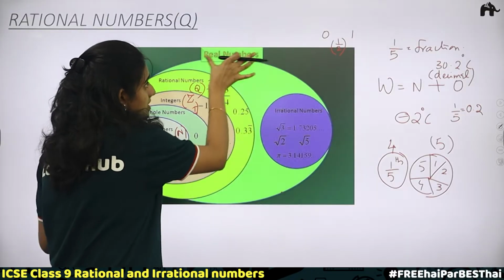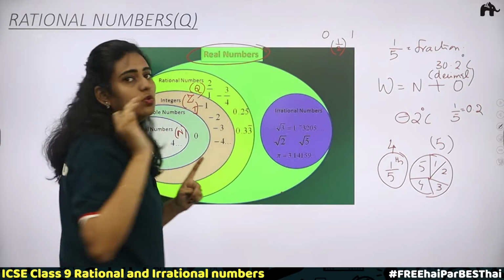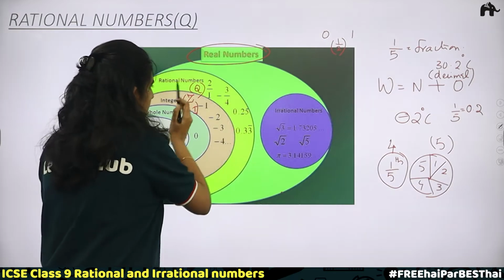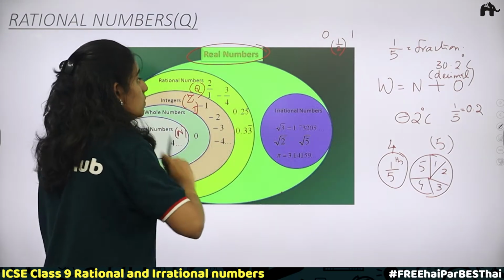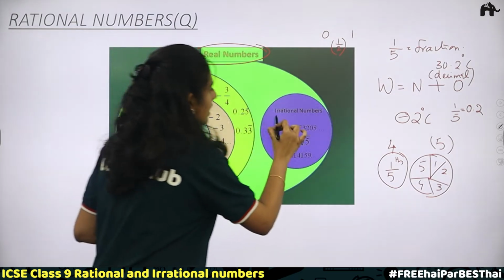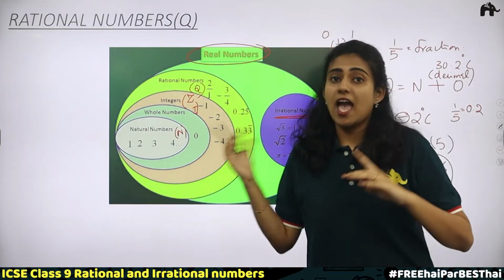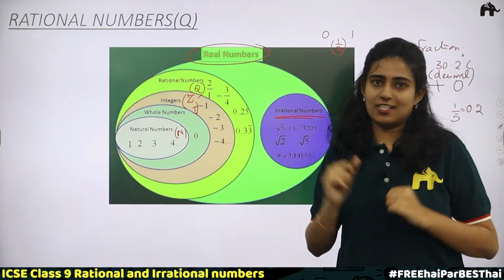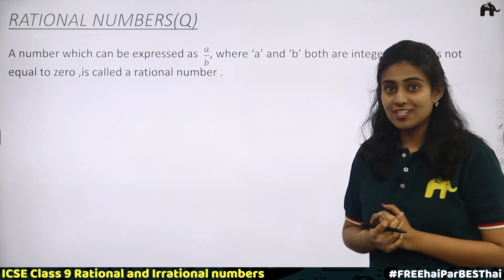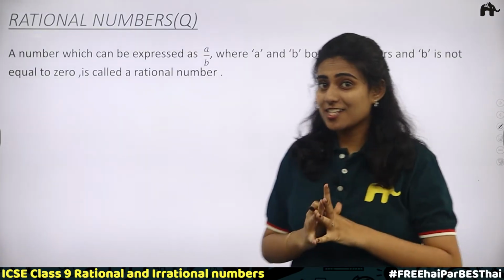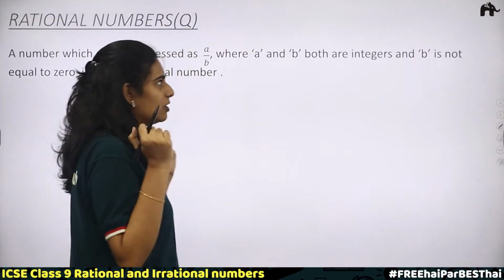So when you consider the real numbers, there are two types of real numbers. That is, one is rational numbers and the numbers which are not rational are called irrational. So in detail, we'll be studying what are rational numbers and what are irrational numbers in class. Okay, rational numbers. So we understood what are rational numbers. Fractions and decimals can be included in rational numbers.